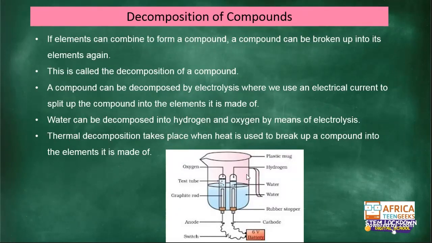So you can see this is a plastic beaker. You have your battery, you have your rods, and you have a solution of water. So when you switch the battery on, this is your anode and this is your cathode. Then the water separates and it becomes oxygen and hydrogen. Now thermal decomposition takes place when heat is used to break down the compound into elements.